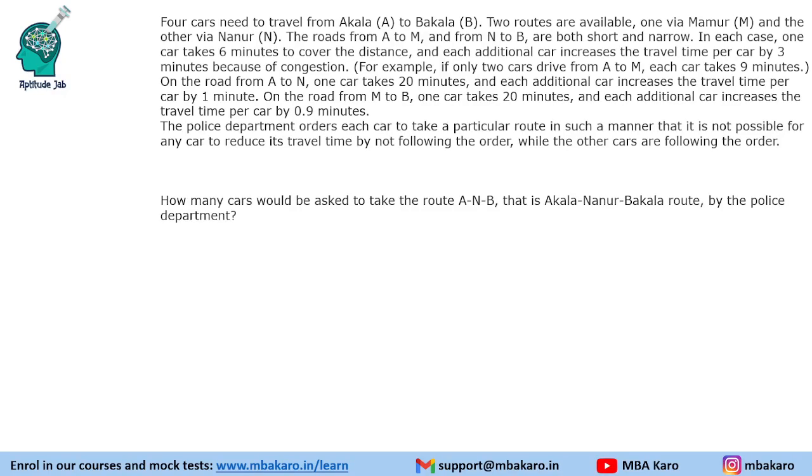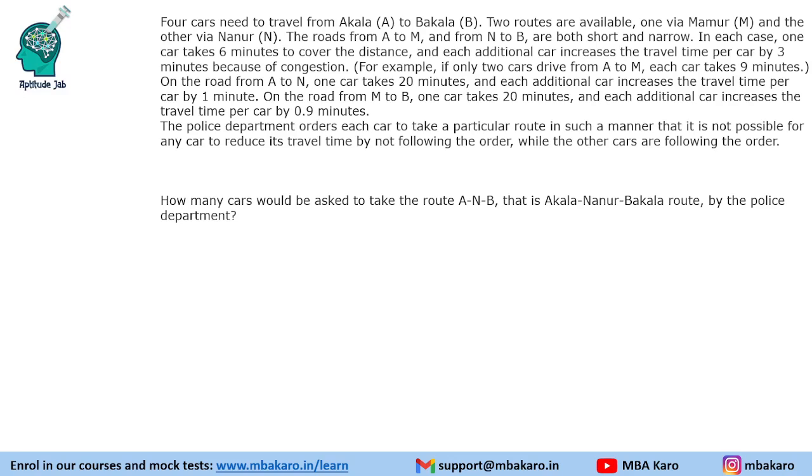This set from CAT 2017 Slot 1 DILR says that 4 cars need to travel from Akala to Bakala. Two routes are available, one via Mamur and the other via Nanur. The roads from A to M and from N to B are both short and narrow. In each case, one car takes 6 minutes to cover the distance, and each additional car increases the travel time per car by 3 minutes because of congestion.